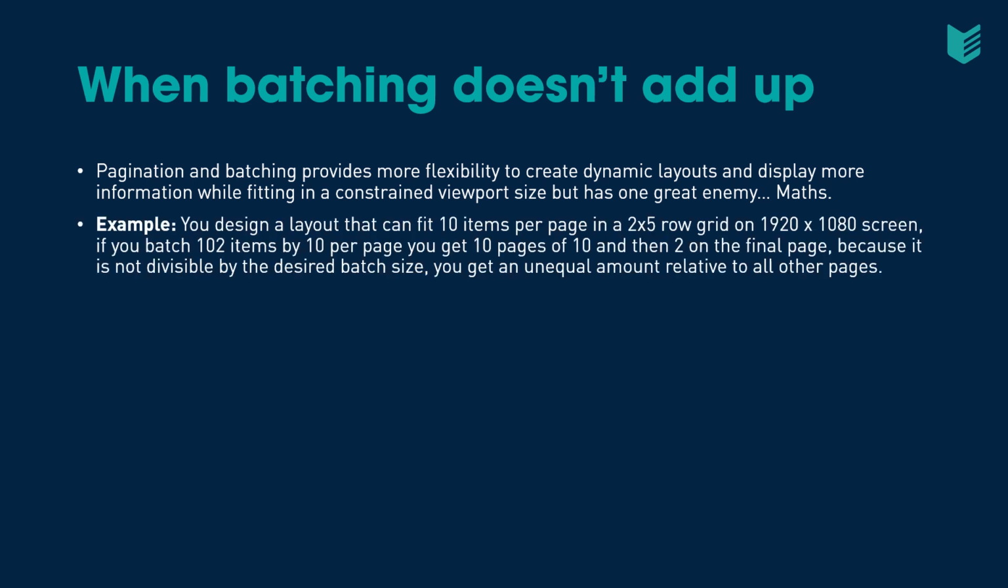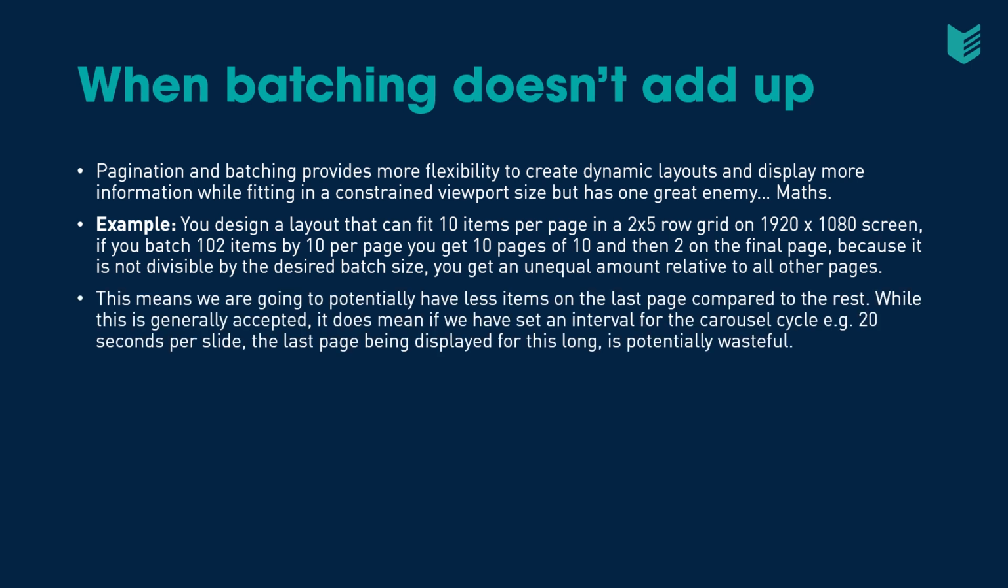Let's say you can fit 10 items per page in a 2 by 5 row grid. Actually, I'm describing the What's On in Nottingham layout that I showed earlier, and we're outputting that on a 1920 by 1080 screen, 16 by 9 aspect ratio. The total items are 102. We've batched it by 10, so we're going to get 10 pages of 10, that's 100. But then we're going to have 2 left over on the final page, so we have an uneven number on the final page because it's not divisible by the batch size that we've provided.